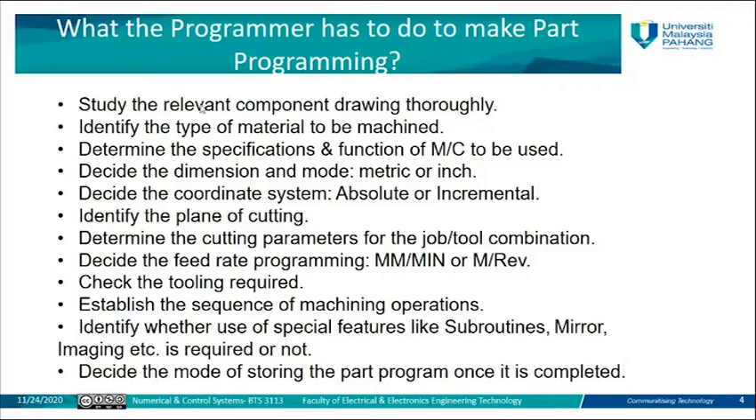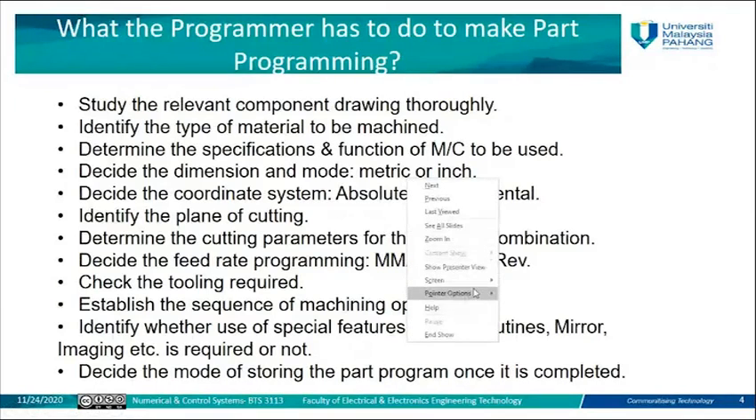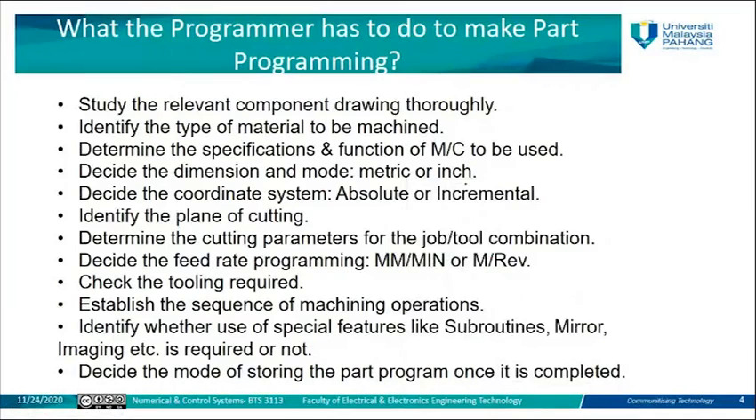So the NC part programmer here needs to study all the relevant components of the drawing. That means applying chapter 3 that we learned. So he will receive the drawings, and from this drawing or sketch, he needs to read all the dimensions of the product, the tolerance of the product, the material that will be used to produce this product, and so on. All the related information needs to be extracted from the drawing that he will receive from the design section, or from the designer, or the design engineer.